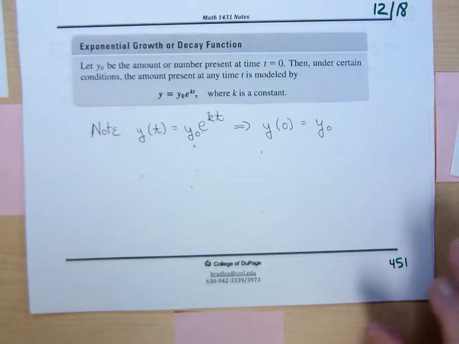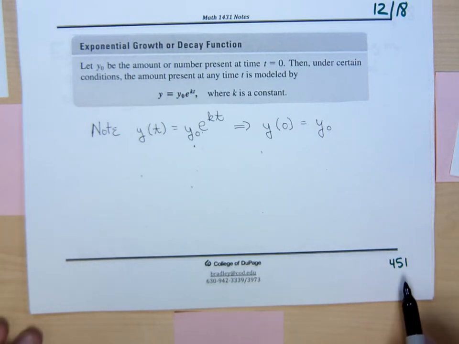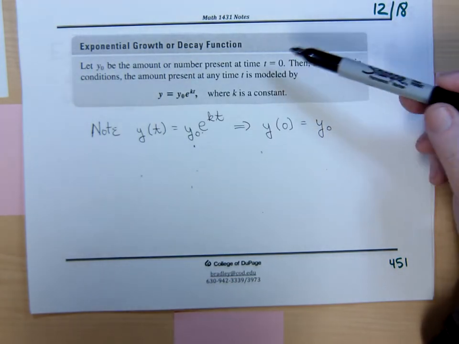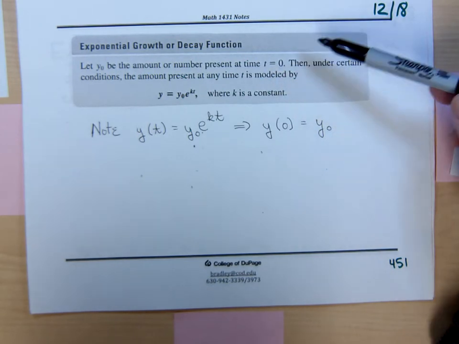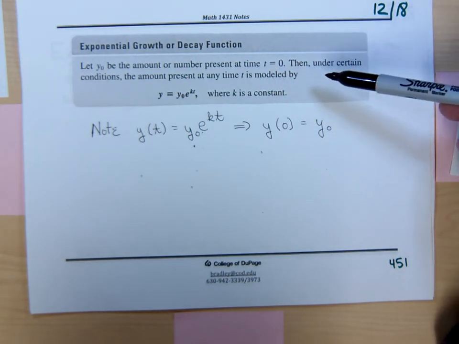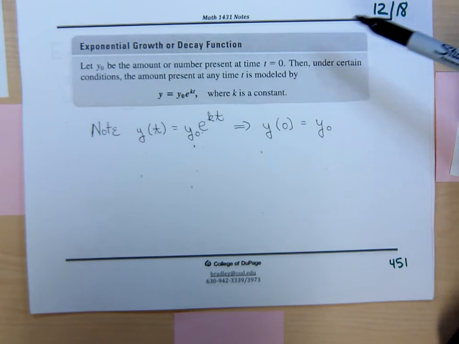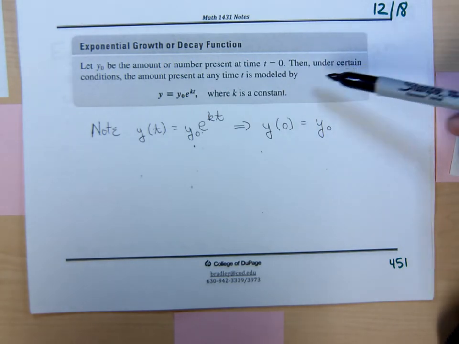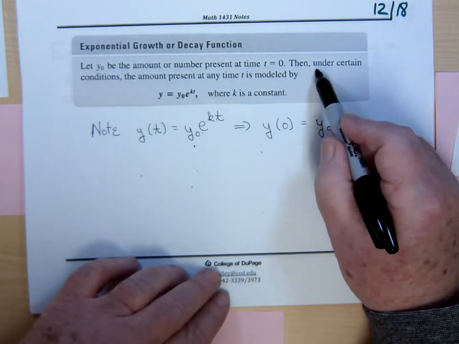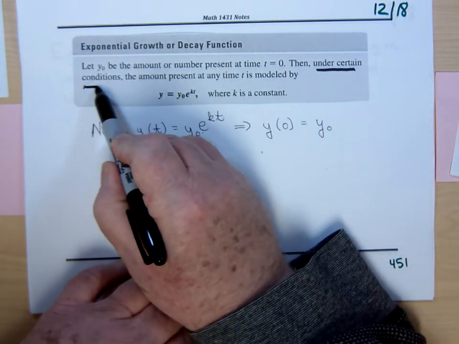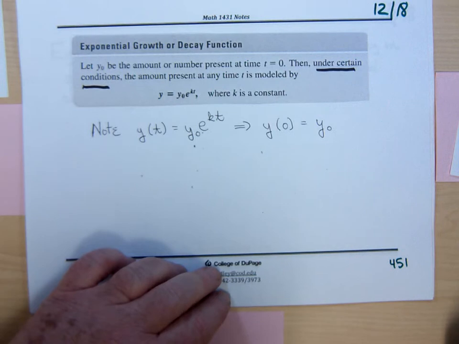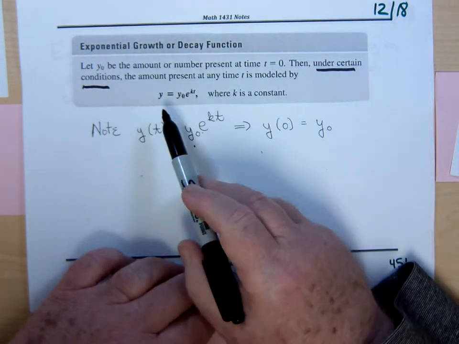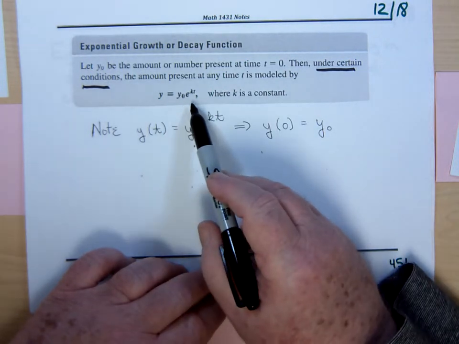Now, the next suite of problems that we're going to be studying, and this discussion is found on page 451 of your textbook, deals with exponential growth or decay functions. I've talked a little bit about this, and so anyway, here we go. Let y0 be the amount or number present at time zero. Then under certain, very general, conditions, the amount present at any time t is modeled by y equals y sub 0 times e to the kt, where k is a constant.